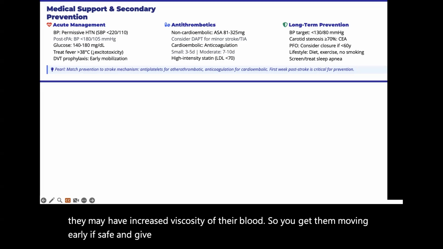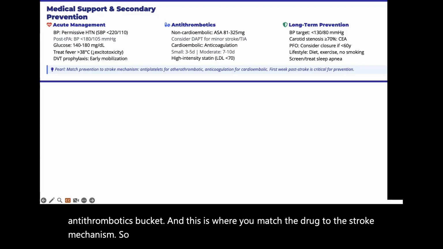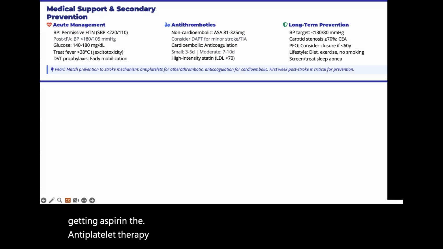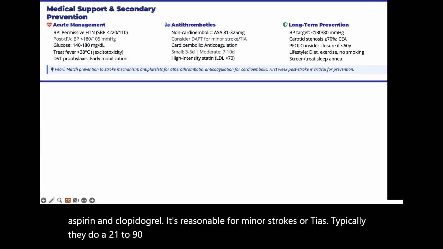The next bucket is the antithrombotics bucket. And this is where you match the drug to the stroke mechanism. So a non-cardioembolic stroke, these are the ones that are getting aspirin. The dual antiplatelet therapy, those are the short-term dual antiplatelets. So those are aspirin and clopidogrel. It's reasonable for minor strokes or TIAs. Typically, they do a 21 to 90-day course depending on the protocol.